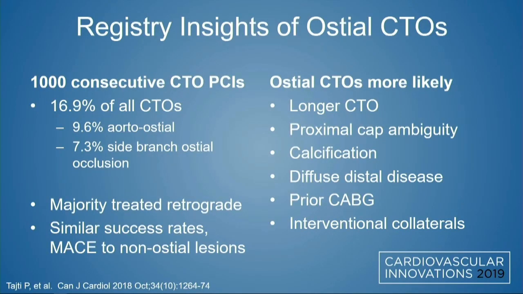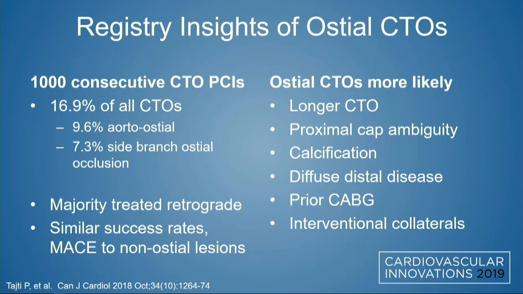Just to start off, this is a paper that was published last year by Manos, looking at 1,000 consecutive CTO patients. It showed the frequency of ostial CTOs. In this registry, about 17% of all CTOs were ostial, and about half of them were aorto-ostial, and the other half were side branch ostial occlusions. The majority of these were treated retrograde, but they had similar success rates to non-ostial CTOs and similar MACE rates as well.